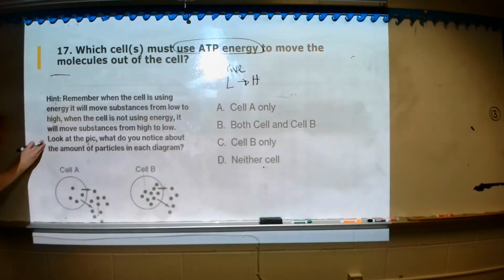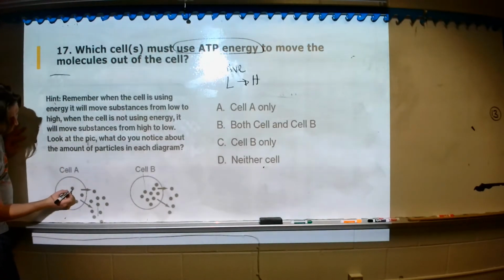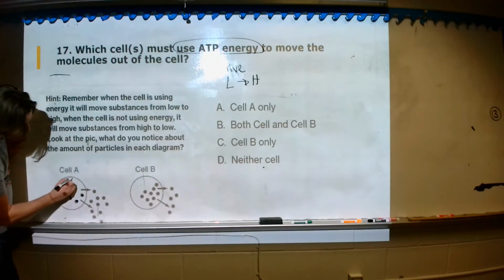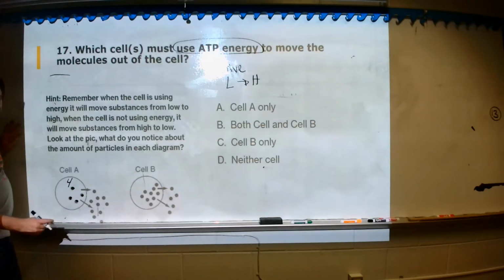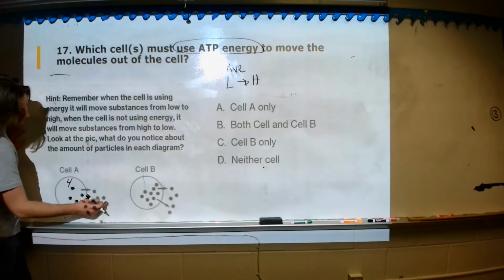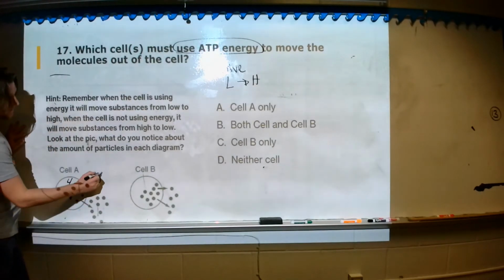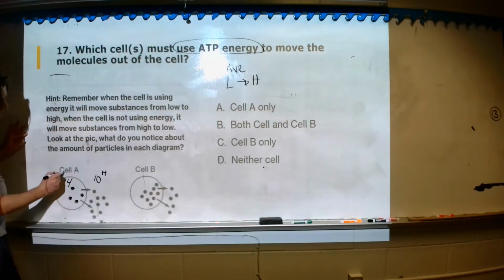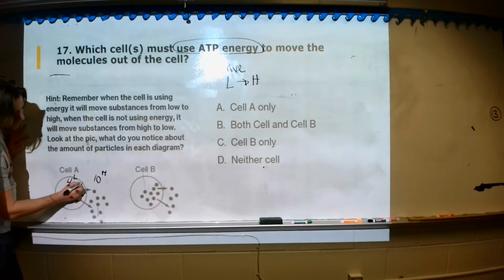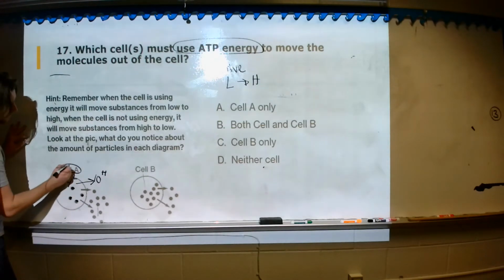Looking at this picture, what do you notice about the amount of particles? Let's label this. Inside cell A, I have 1, 2, 3, 4 particles. On the outside, I have 1, 2, 3, 4, 5, 6, 7, 8, 9, 10 particles. I know that 10 is going to be labeled as my higher one, 4 is going to be labeled as my lower one, and here's the crazy part, it's moving from high to low. So definitely cell A, check.